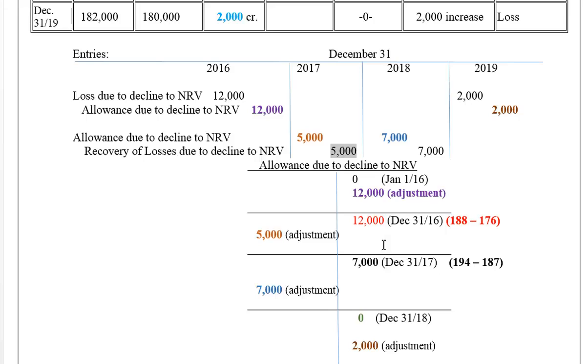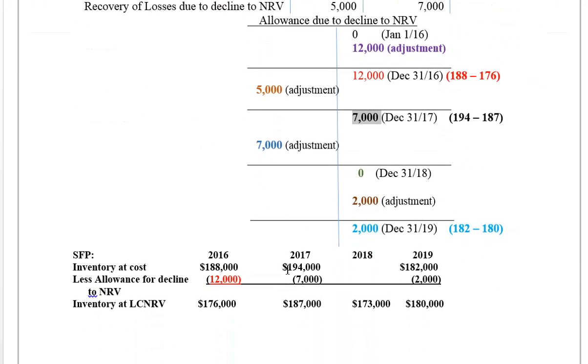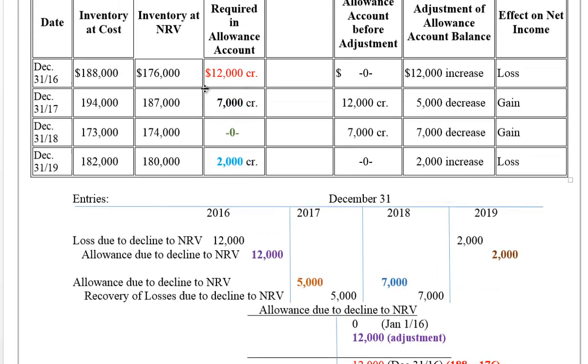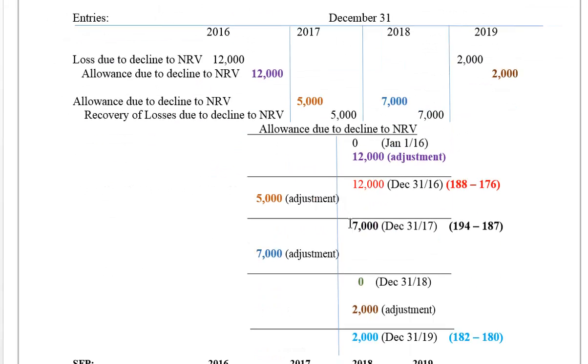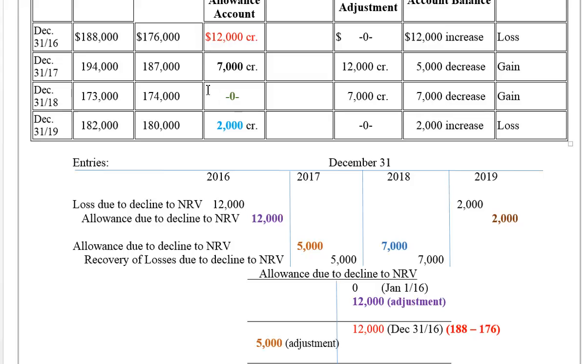Now, if we have $7,000 left in it, if we were doing the statement of financial position, we have our inventory at cost. We know its cost from here, less the amount we require to have in the allowance, our ending balance, which is $7,000. That's going to give us our inventory at lower of cost and net realizable value of $187,000, which is what we know it should be over here.